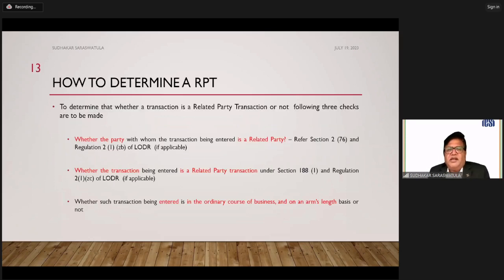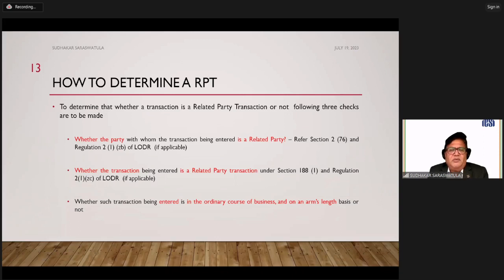Now, how to determine a related party transaction? To determine whether it is a related party transaction or not, three checks are to be primarily made. This is what, as a company secretary, I have to do. First and foremost, whether the party with whom I am entering into a transaction is my related party or not?